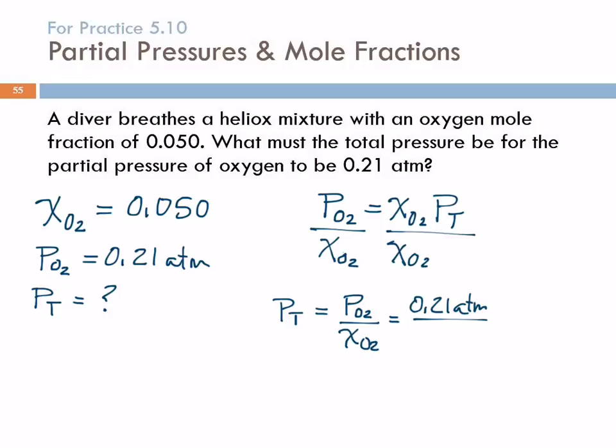Nope. Yeah, never mind. Sorry. Brain fart. Mole fraction is 0.05. So 0.21 divided by 0.05. That tells me that the total pressure on the tank, on this heliox mixture that the diver's breathing, needs to be 4.2 atmospheres. So at 4.2 atmospheres, he's going to be getting a good level of oxygen. Any questions?